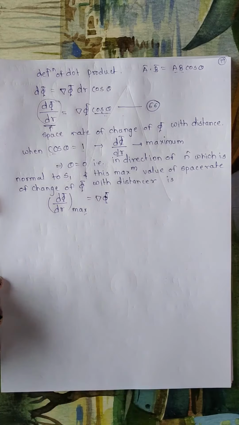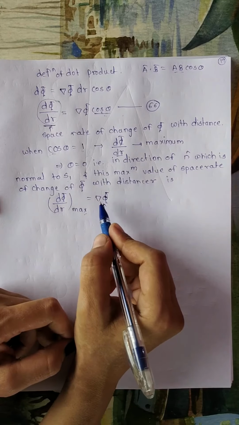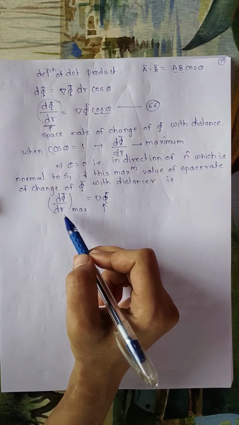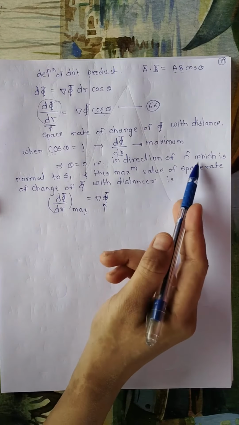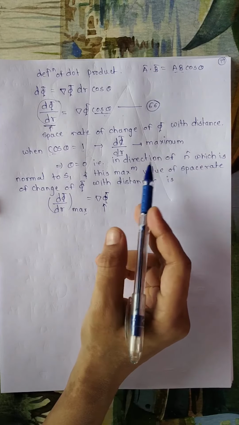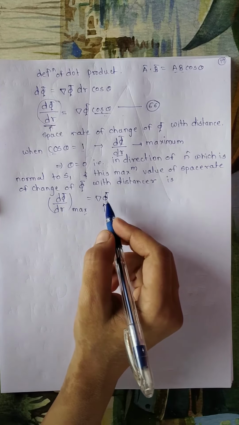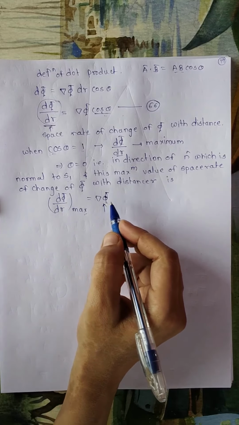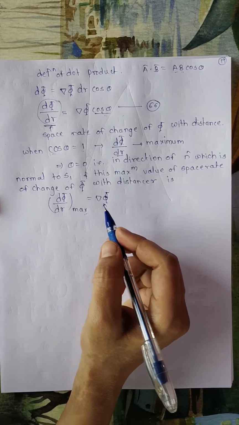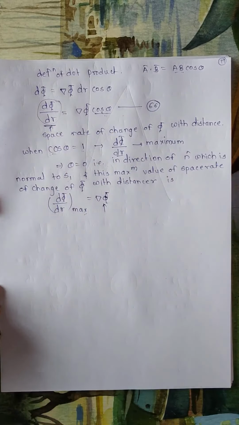In other words, we can say that the magnitude of del phi is the maximum space rate of change of phi at a point, and it is directed along the normal to the surface phi equals constant through the point. So the increment in phi is 0 in the direction normal to del phi, that is along the level surface, as along the surface phi is constant. So from this we can draw 3 conclusions. Let's discuss those conclusions.